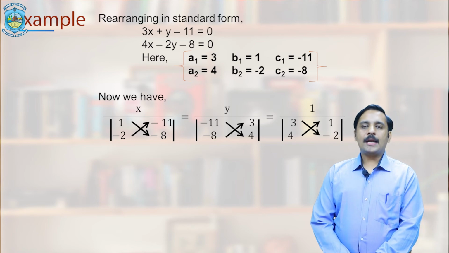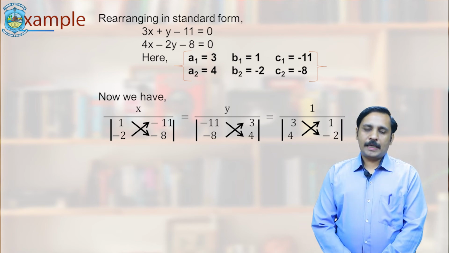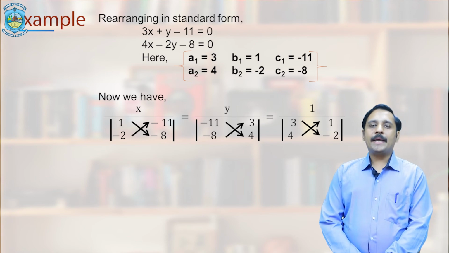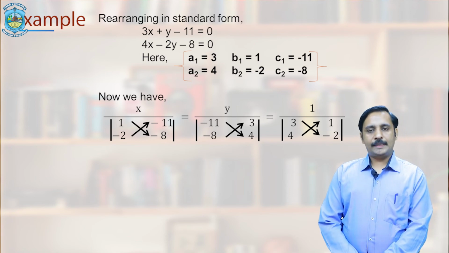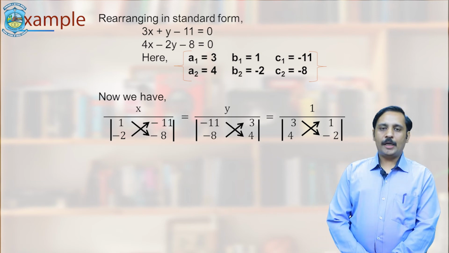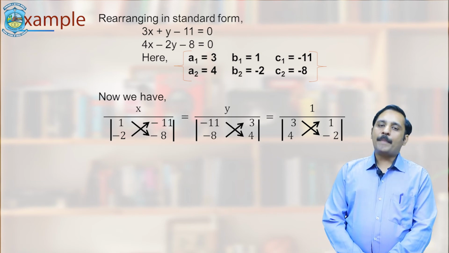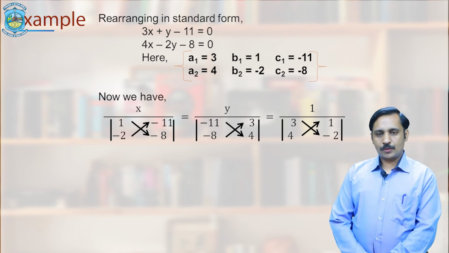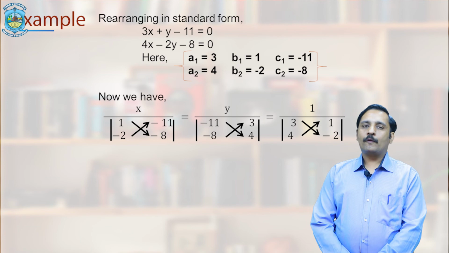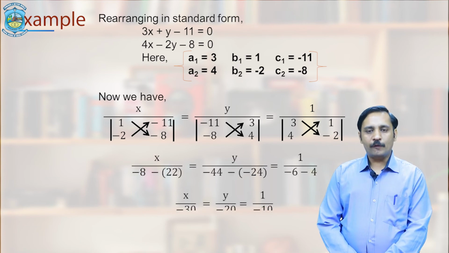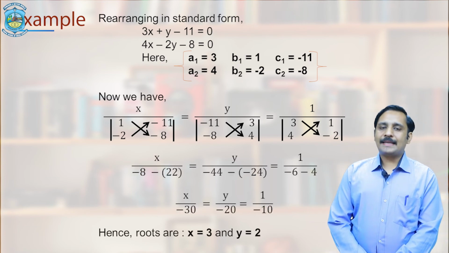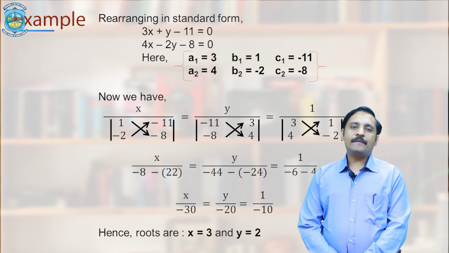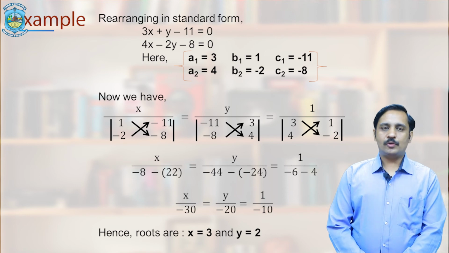Put a cross, and how do we multiply? We make multiplication as 1 into minus 8 minus of minus 2 into minus 11. In the same manner, we have minus 11 into 4 minus of minus 8 into 3. Similarly, we have 3 into minus 2 minus of 4 into 1. On solving, we are getting the value of x as 3 and the value of y as 2. Hence, we have the roots x equal to 3 and y is equal to 2.